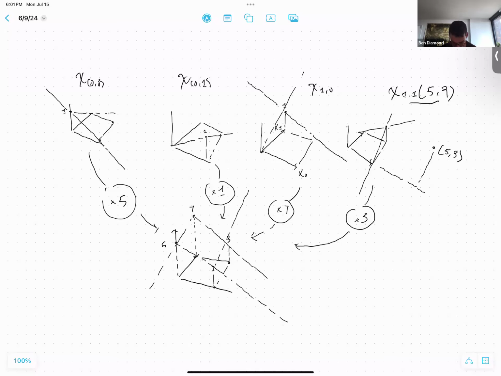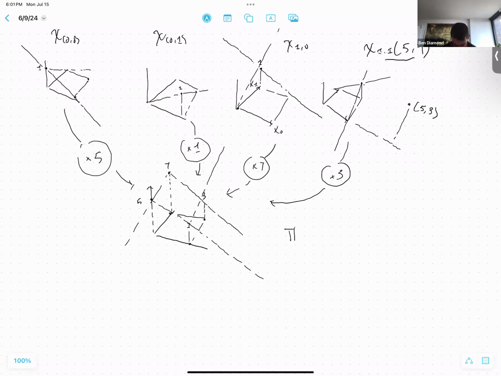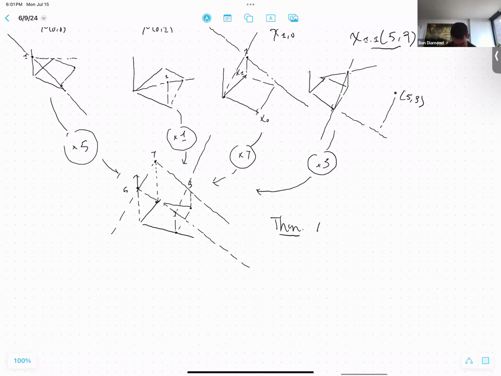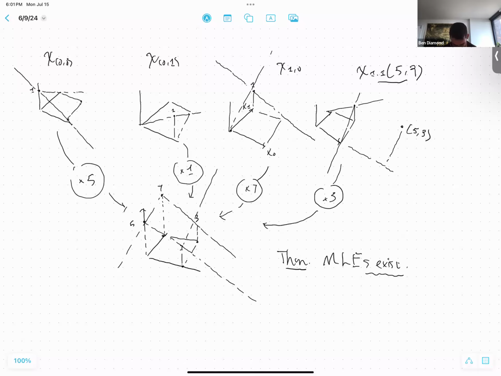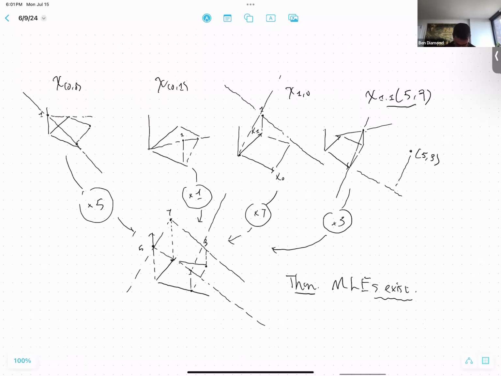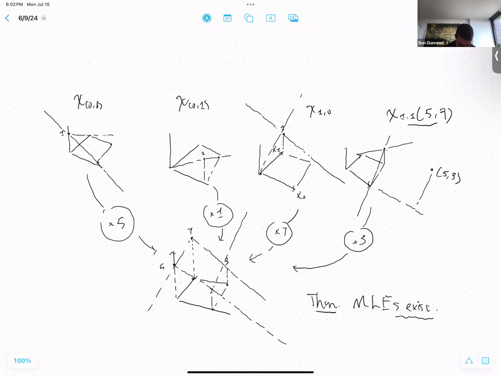And okay, so this proves the theorem: MLEs exist, right? We just proved that. How do we know that these are multilinear? Maybe that's an exercise. Basically these things are themselves multilinear. This looks like 1 minus x0 times 1 minus x1. This thing looks like x0 times 1 minus x1, something like that, right? Have you guys seen these expressions? Yeah, we just looked at them.